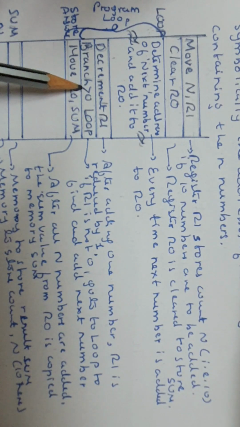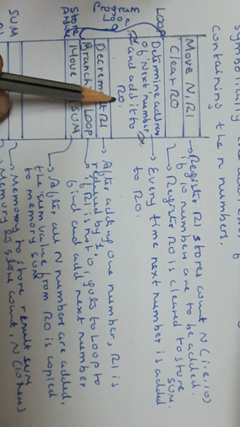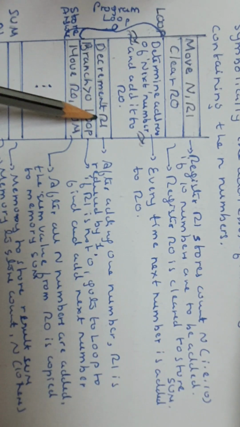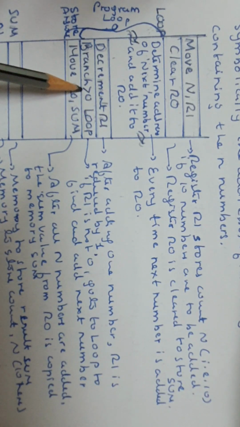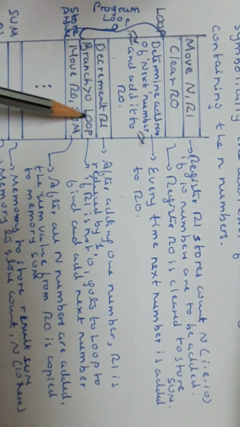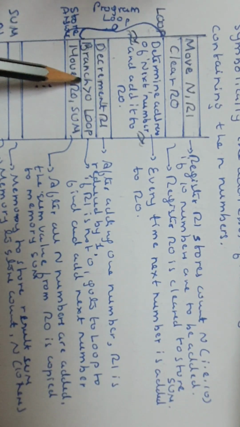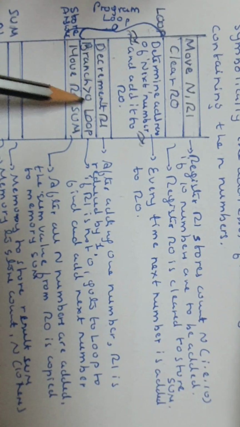After 10 times, all the 10 numbers are added and the result is in R0, and R1 has become 0, indicating that all the numbers have been added. Branch greater than 0 is false now. It will not shift the control back to the loop label. R1 has become 0, which means all the numbers' addition is over.